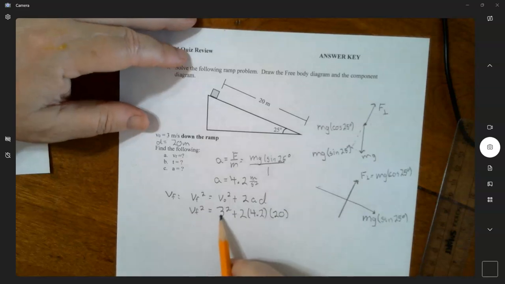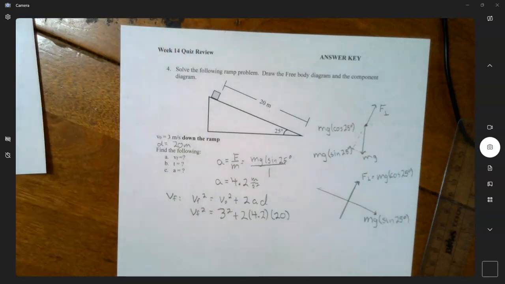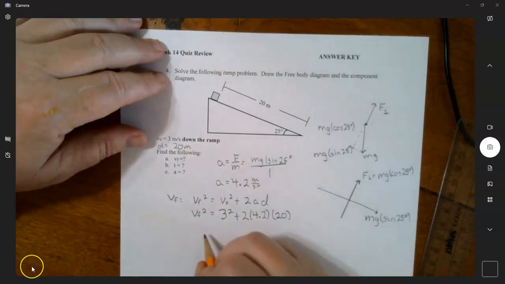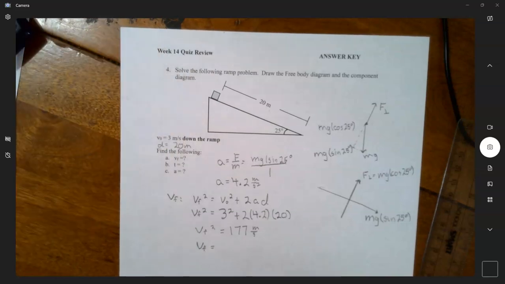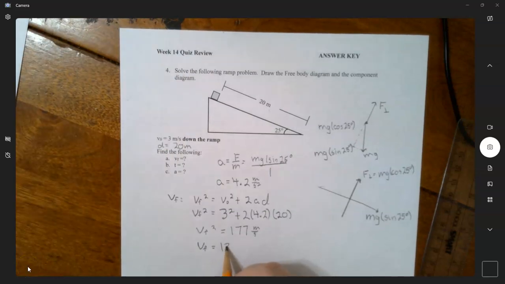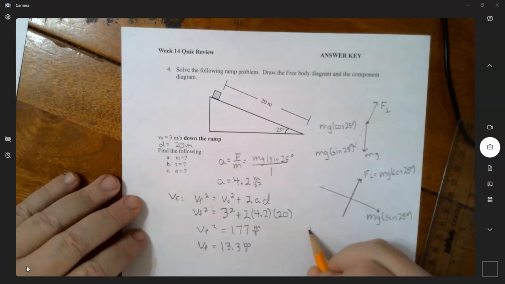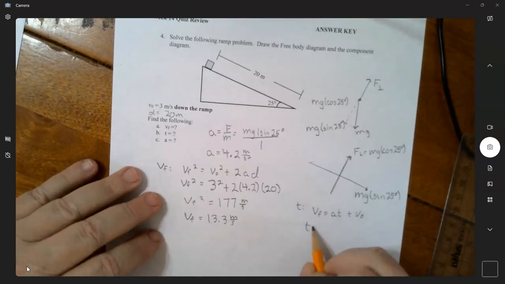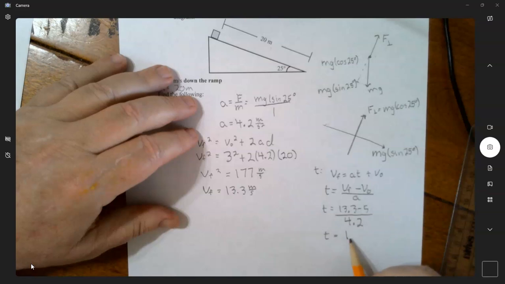Okay, so now our V0 is 3 from up here, and we have to square that, and that will give us a final velocity. Okay, gives us that. And we get our final velocity of 13.3 meters per second. So we want to know how long it took to go down the ramp. So we'll come over here and do time. Doing the algebra, we get that. Okay, and the time down is 1.98 seconds.